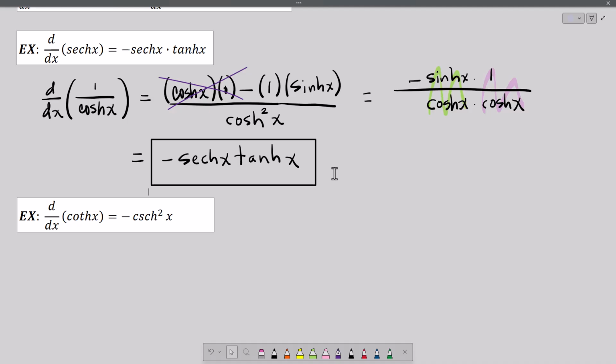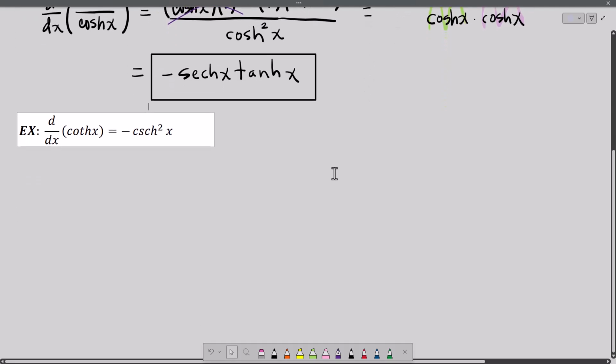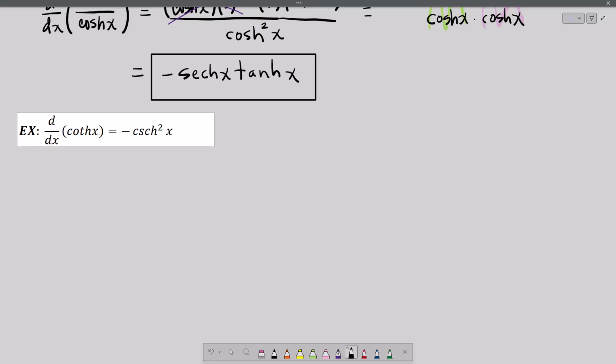Well, if we're doing the quotient rule, we're going to start with the derivative of the top times the bottom, minus the top times the derivative of the bottom, over the bottom squared. Did it work out for anyone? What's your answer? Okay, let's see if you got to the right place. Hopefully you're on track.